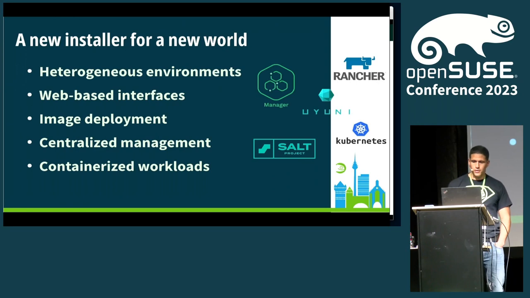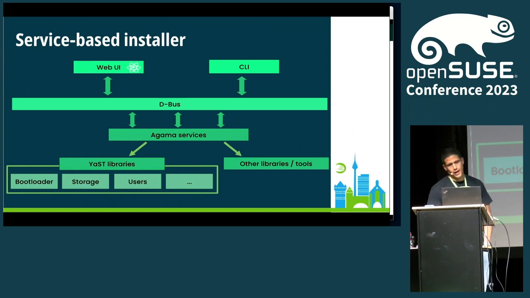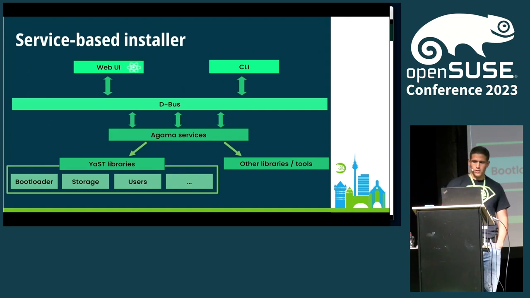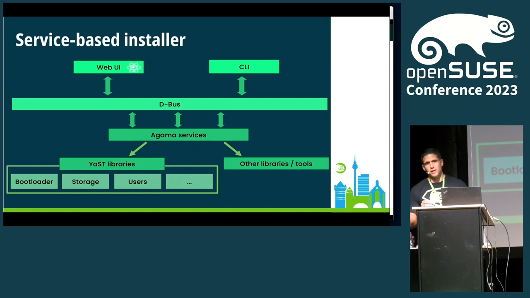So YaST is still great, but it's struggling to fit into this new world and to integrate with all those new tools that we have in the Linux environment. So Agama is our answer to that. We say that Agama is a service-based installer because it offers a D-Bus interface that others can interact with. But at the very core of the system is still YaST.